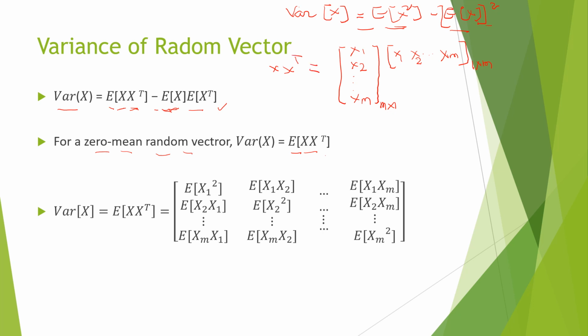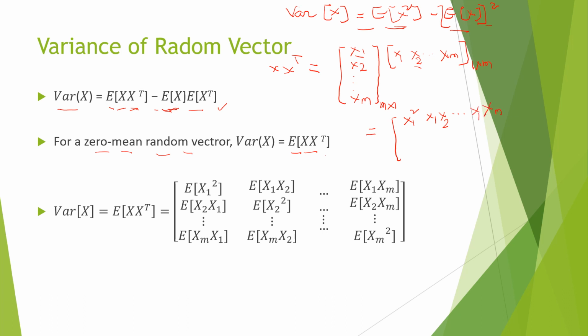How to multiply? We know that it will be an m by m matrix. It is m cross 1 and 1 by m, therefore it is m by m. So the first element would be x1 square. The second one is x1 into x2. The third one is x1 x3 and so on, up to x1 xm.